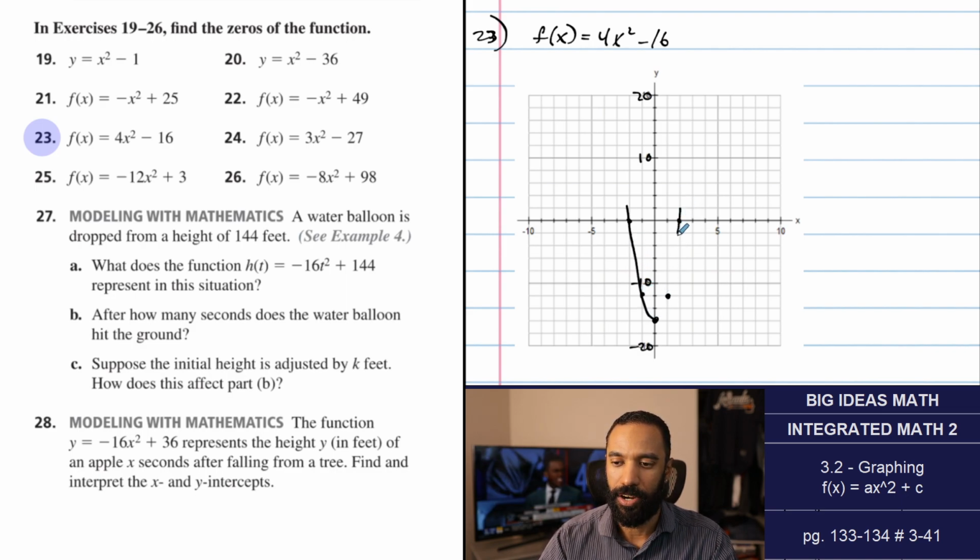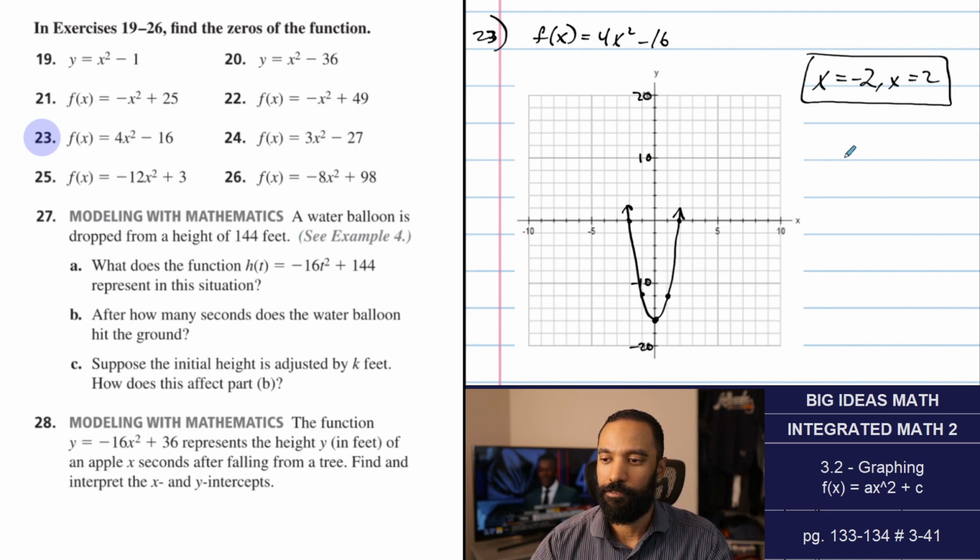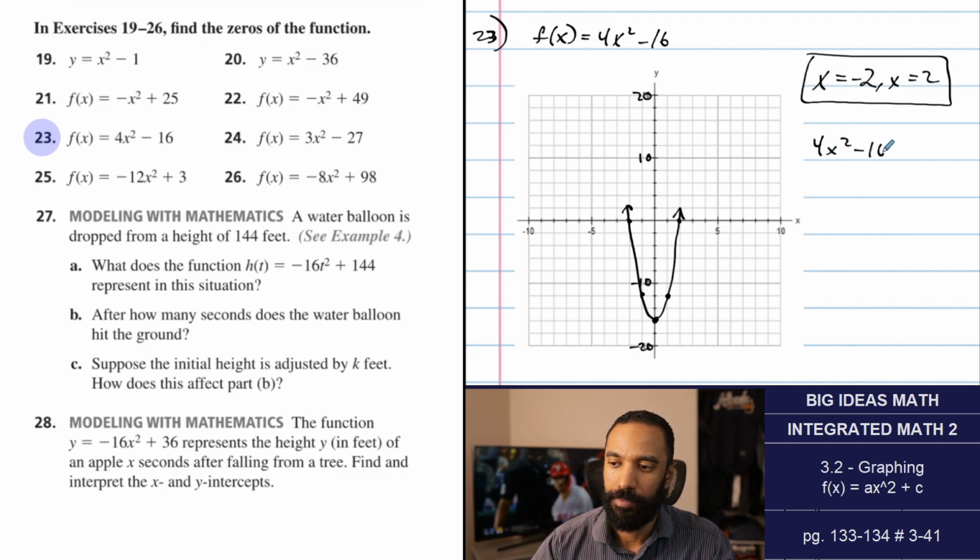So what are those x values? They are negative and positive 2. X equals negative 2, x equals 2. Now, another way to confirm that is we could have set this equal to 0.